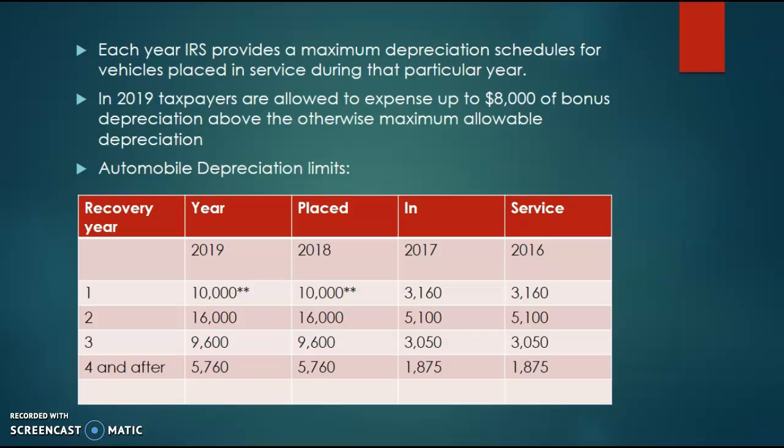In 2019, taxpayers are allowed to expense up to $8,000 of bonus depreciation above the otherwise maximum allowable depreciation, which, by the way, is $18,000. And here is the automobile depreciation limits. That's the table.